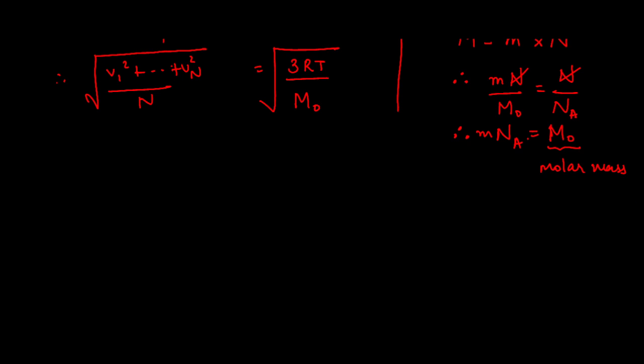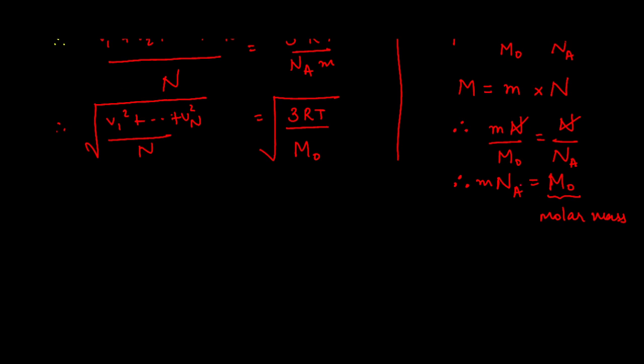Okay, so we get this. Now there is one more way to get it. One molecule, its mass is small m. Okay, so if you take Avogadro number of molecules, then the mass is of course m into Na. But the Avogadro number of molecules, its mass is called nothing but molar mass, isn't it?